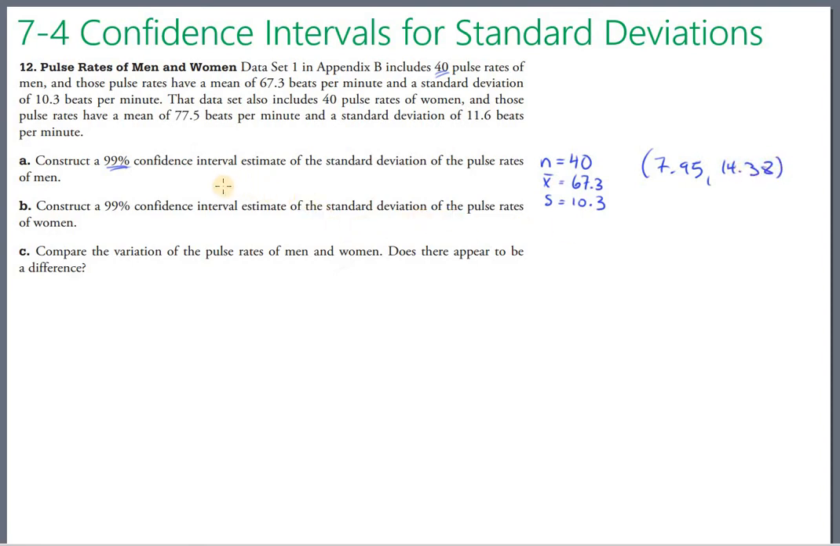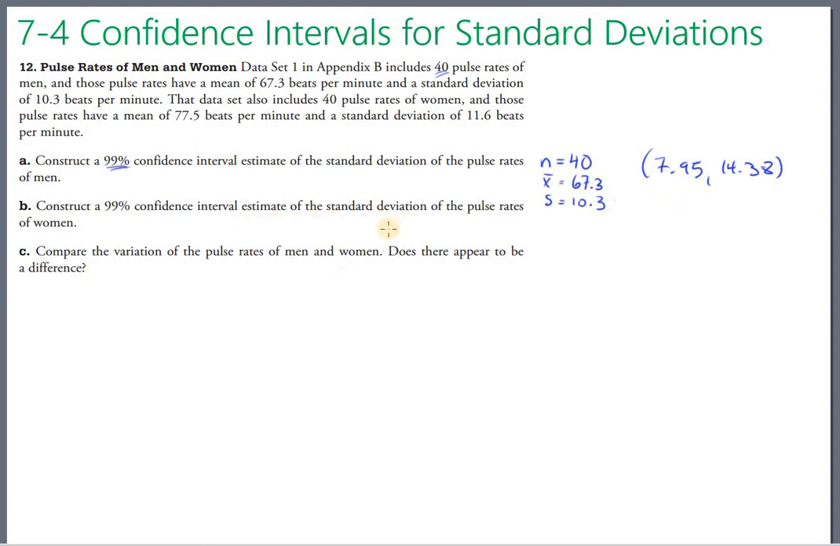You can say the true standard deviation of the pulse rates of men is somewhere between like 8 and 14. Notice that's not saying anything about their average, right? Their average is way up here in the 60s. This is saying how much standard deviation there is, and it's about that much.